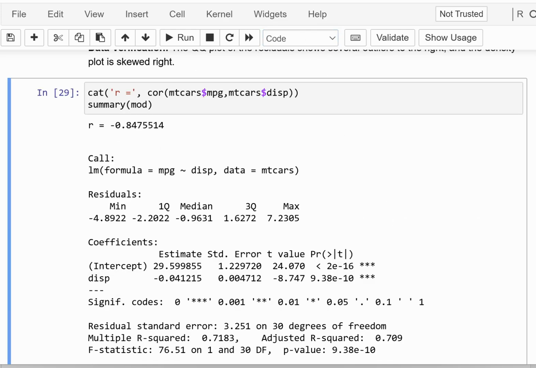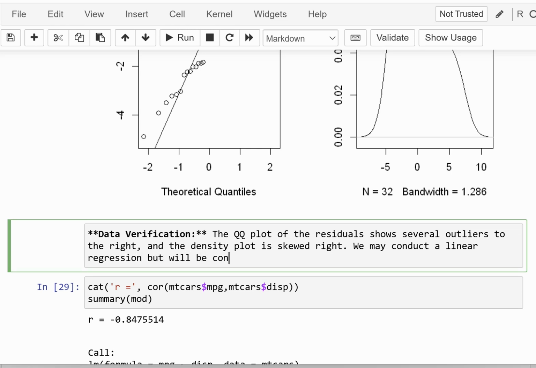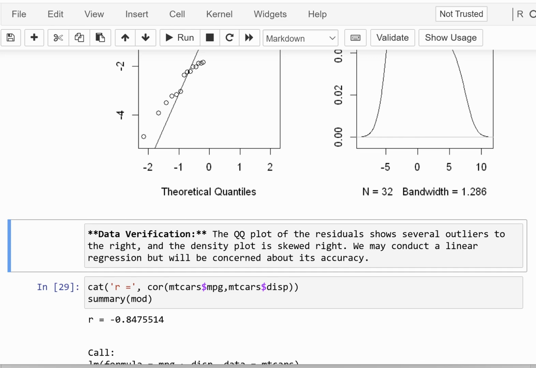Okay. And is that all I'm going to say about it? No, I'm going to say that we may conduct a linear regression, but will be concerned about its accuracy. Okay, so I'm going to finish the example. Normally speaking, I'd say, ooh, this is just too bad. I'm going to stop and not run a linear regression at all here. For the sake of having an example so that you have all of the commands, I'm going to go ahead and run it. I will admit that perhaps we probably shouldn't run it.